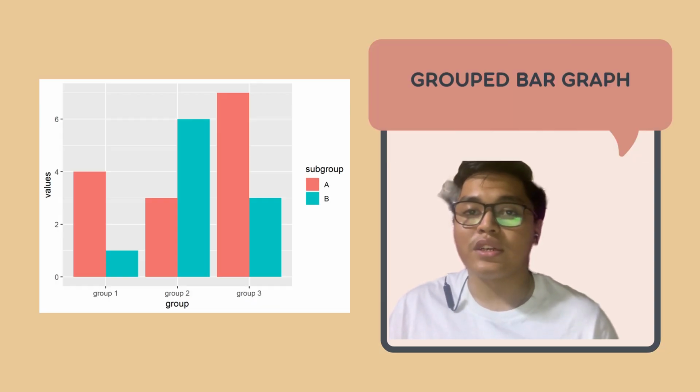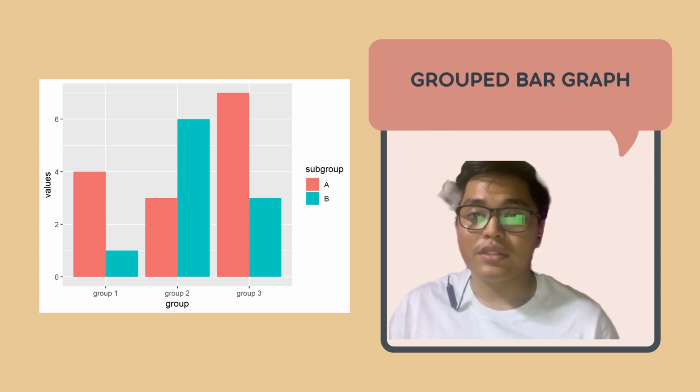The last one is a group bar graph. A group bar graph is a type of bar graph that compares data across different groups or categories. The bars are grouped together by category, and each group of bars represents a different category of data. The height of each bar within the group represents the value of the data it represents.